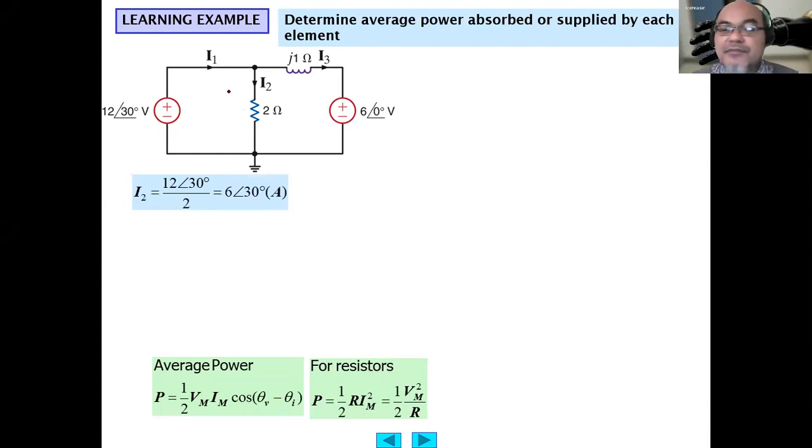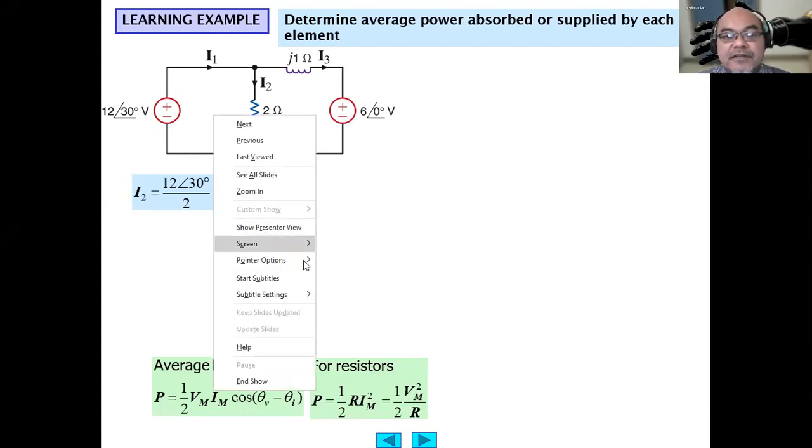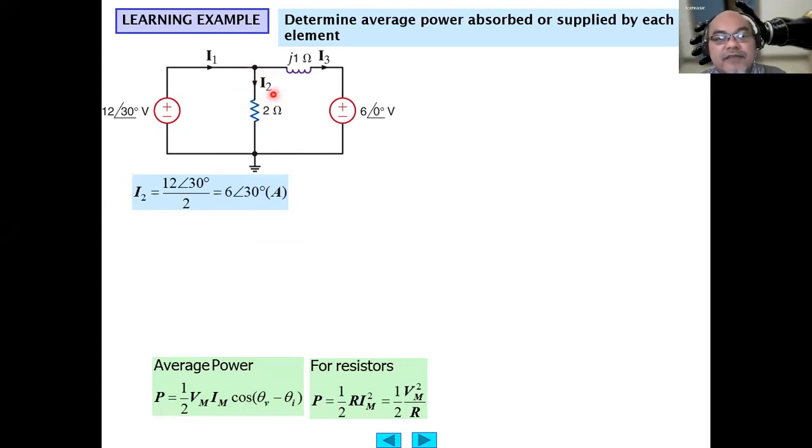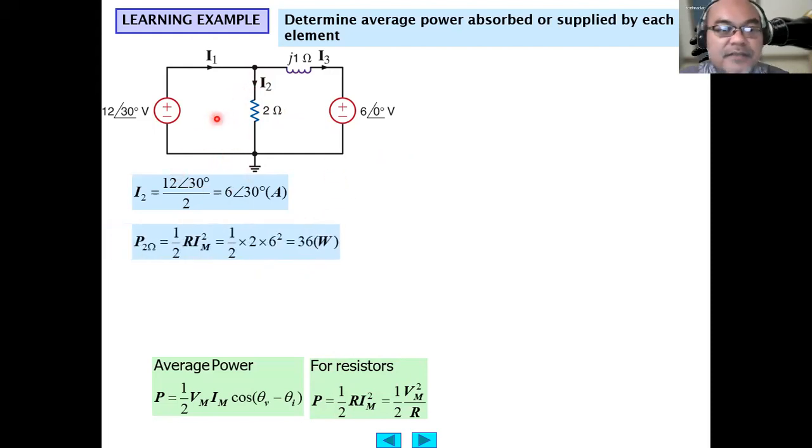We want to calculate the power absorbed by the 2 ohm resistor in the middle. So we have to calculate I2 so that we can then calculate the power using this resistor. P equals half R Im square. So the P at this 2 ohm equals half R Im square, and the resistor is 2 ohm here, and the Im is 6 squared.